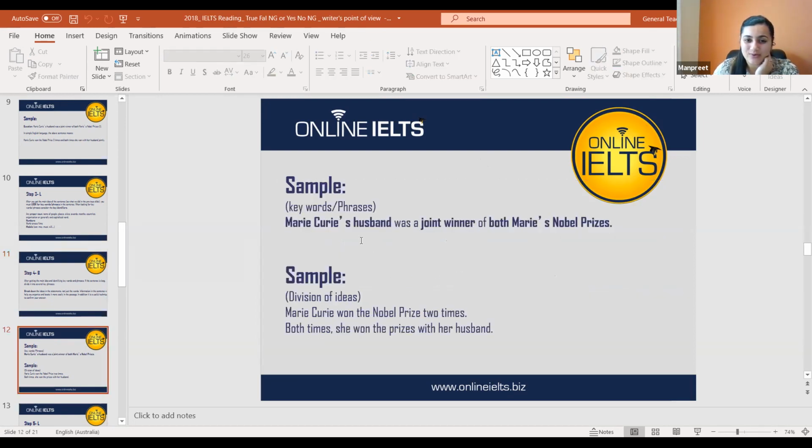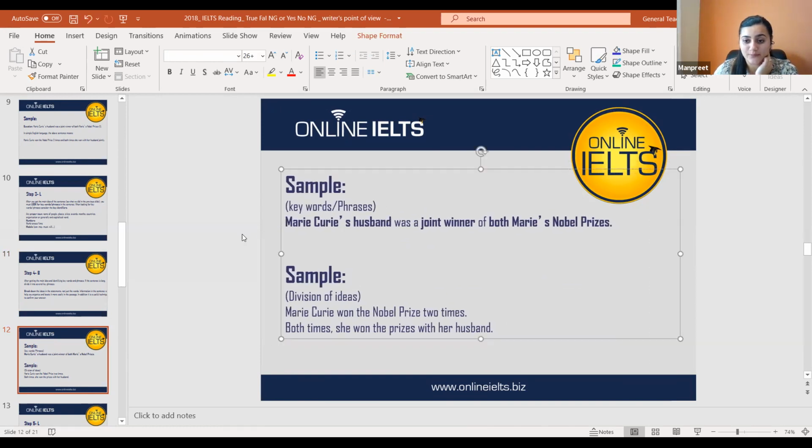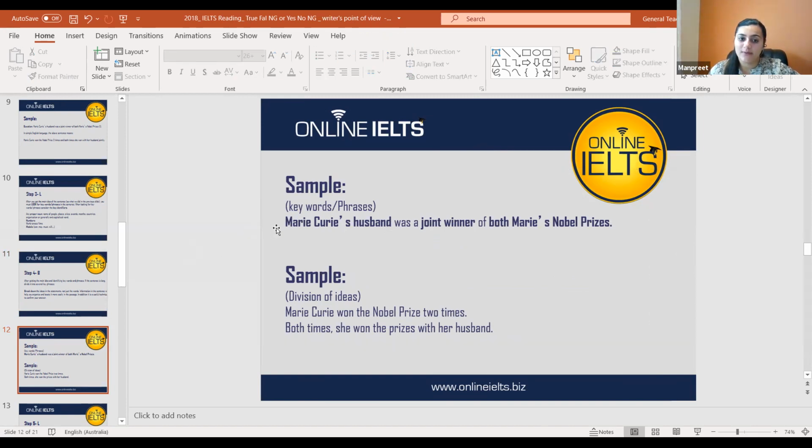Okay, all right, for example, we're going to work on this same passage today. Marie Curie's husband. So this is taken from a passage and we'll be working on this one, doing a bit of practice on this. Okay, so we have this sentence here. Marie Curie's husband was a joint winner of both Marie's Nobel Prizes. So finding or looking for keywords in this particular statement. So the highlighted ones are the keywords.